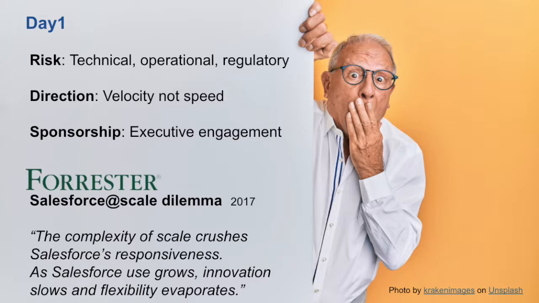So back in 2017, Forrester wrote a report, and they termed it the Salesforce at Scale dilemma. This is just one quote out of that report. The complexity of scale crushes Salesforce's responsiveness. As Salesforce use grows, innovation slows and flexibility evaporates. Now in the report, they actually say that that doesn't have to happen, and they identify 5 things that you should do. And there'll be a link at the end of this to a summary of that report.